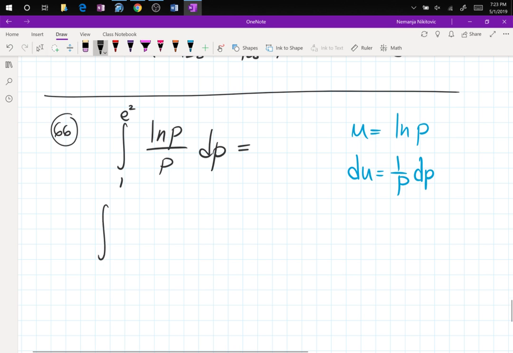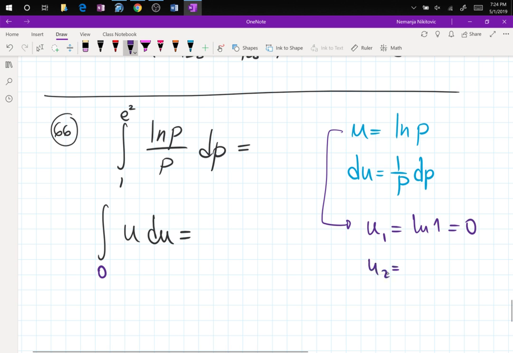So integral of u du. And now I have to use my limits. u1 lower limit is going to be ln of 1, and that is 0. And the u2 is ln of e squared, which is a 2. Oh, come on, right? Can it be nicer than this? U squared over 2 from 0 to 2. Boom.